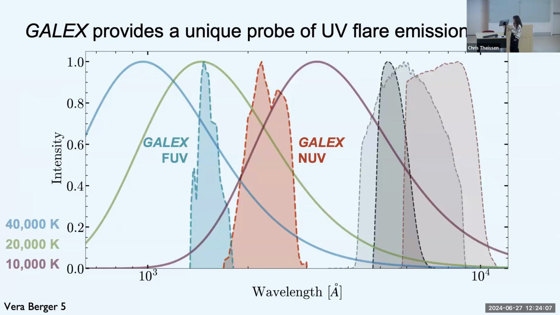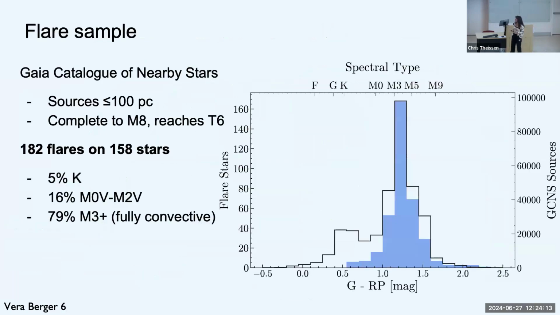are so critical. So in an effort to obtain a volumetrically complete sample of flares, we looked to the Gaia catalog of nearby stars, which contains sources within 100 parsec. And we obtained simultaneous observations for nearly 200 flares on around 160 stars, the vast majority of which are fully convective, which is not too surprising since we expect these stars to be highly magnetically active.